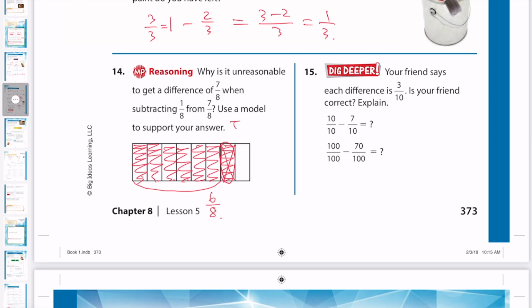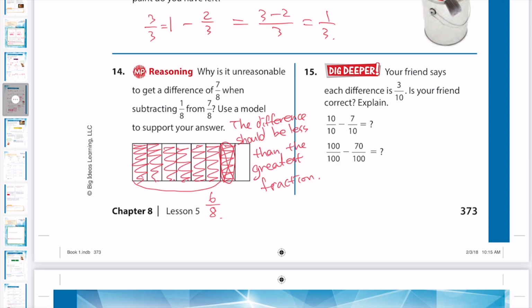So the difference should be less than the greatest fraction. So you know what? The 7 over 8 is the greatest fraction, right? So the answer should be less because you are taking away 1/8 out of 7/8. Okay, so it should be 6/8.